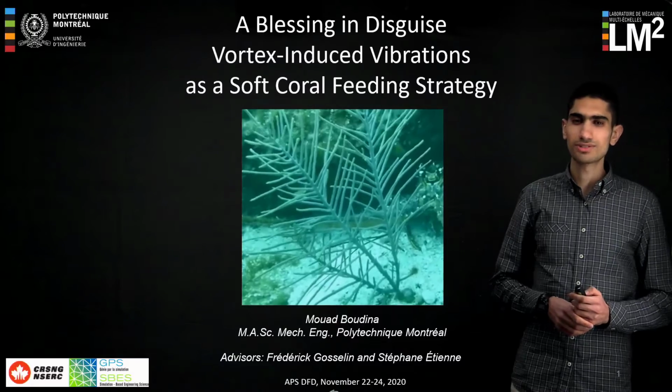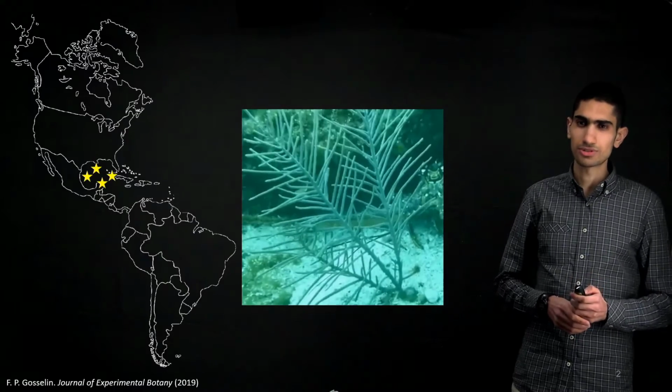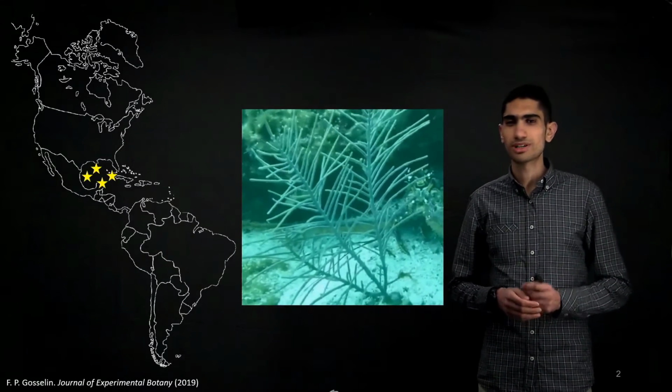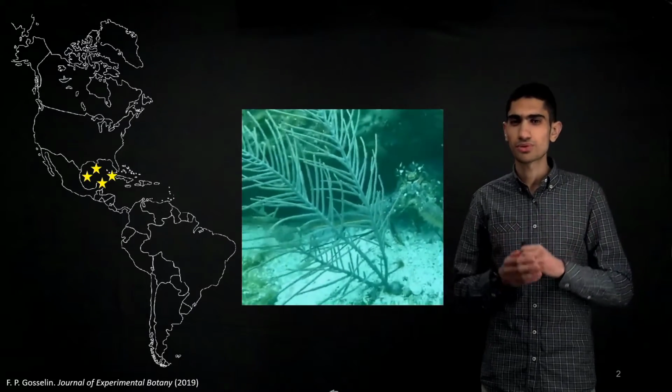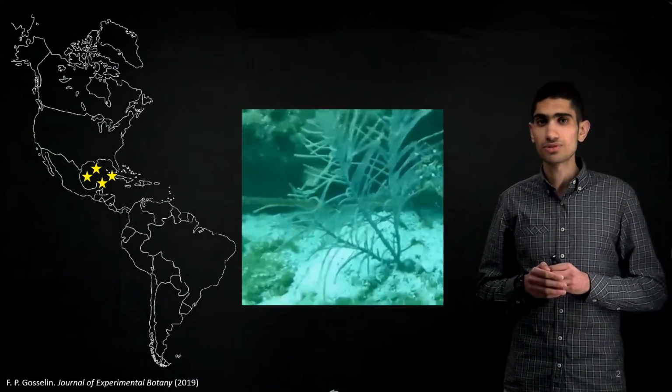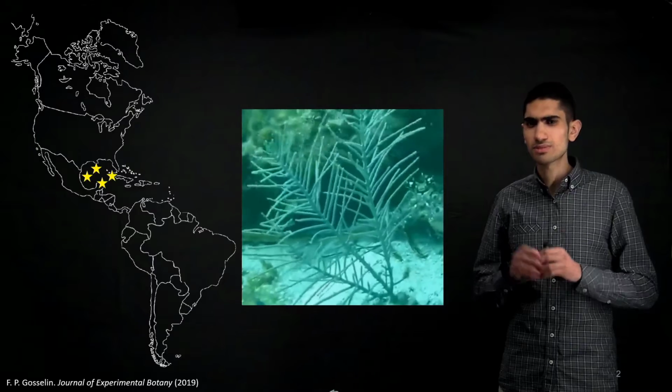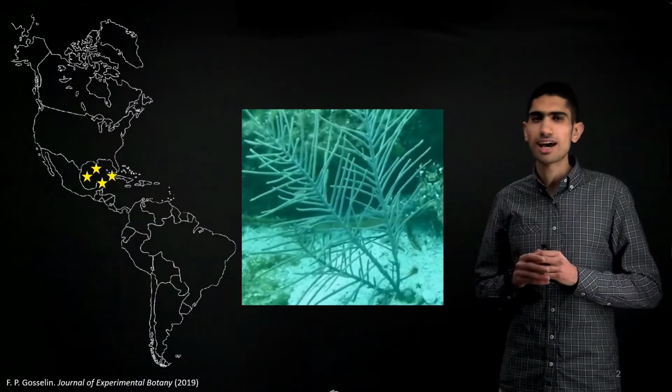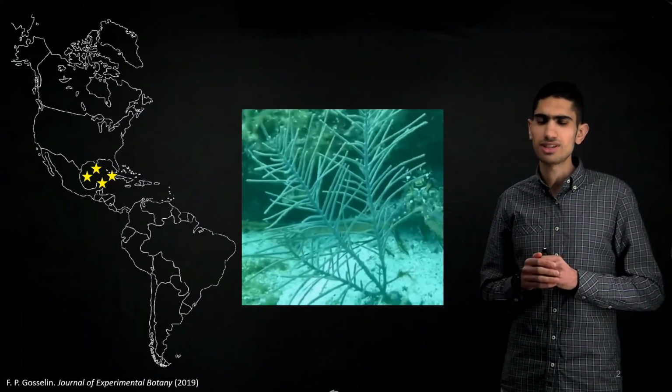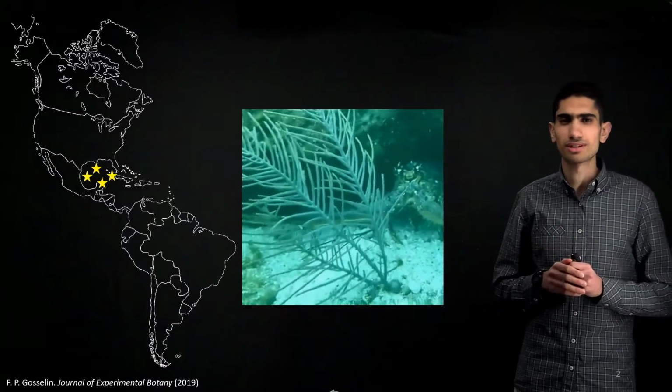The starting point of this project was an observation made in the West Indies, where a soft coral was swaying back and forth with the effect of the surface wave, but at the same time was exhibiting some small and rapid vibrations at the level of branches that you can see here in this video. And that's an intriguing motion.